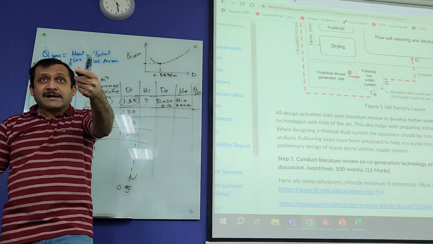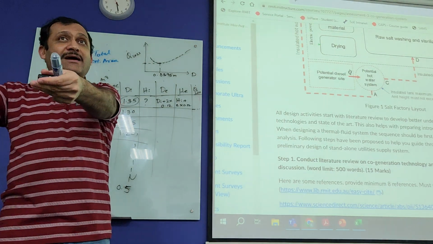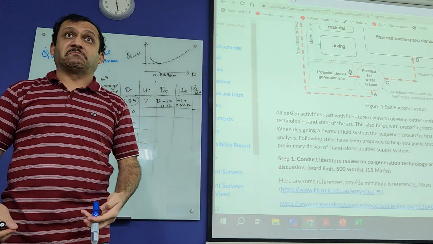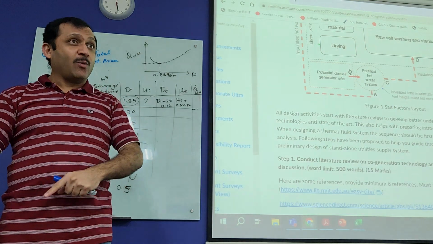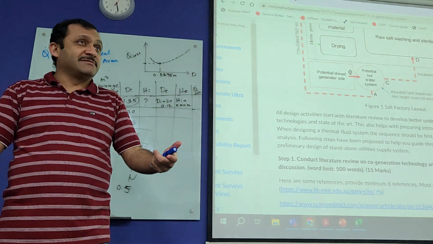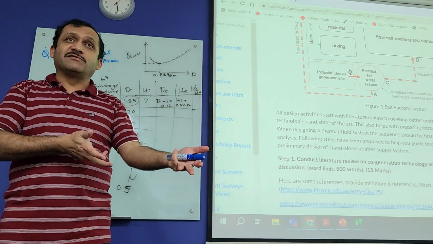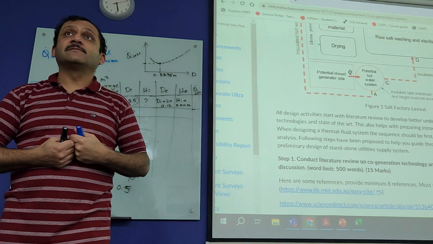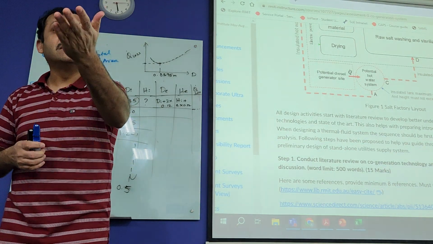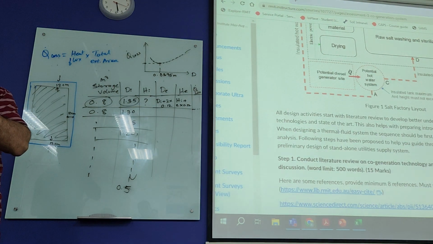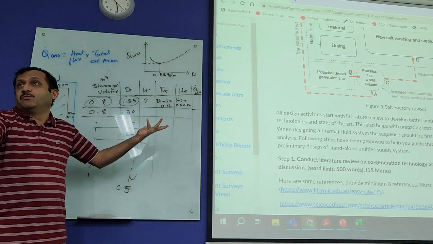Now, practically, can you go and buy a tank of that diameter off the shelf? Can you make one? Would it be wise to make one? Why? Because a custom-made tank will be so expensive. Rather, you would buy something off the shelf. So as an engineer, what will be your decision? What will be your recommendation? Find the nearest commercially available one.